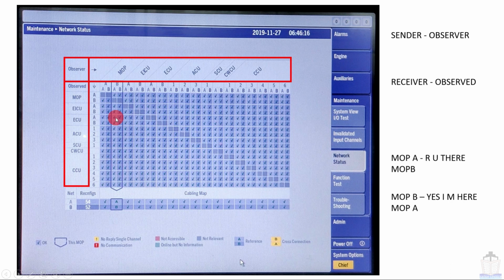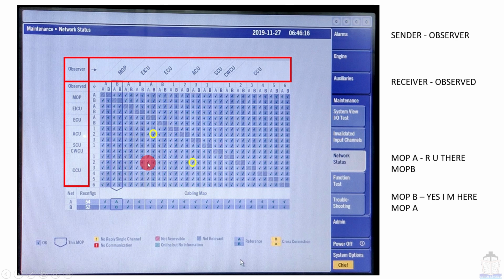Now I am going to talk about this symbol OK. Here OK means these two components are communicating with each other. For example, if I take this tick, I can say that ECU A network B is communicating with ACU2. Another example, the meaning of this tick is that ACU3 network A is communicating with CCU2. I hope this is clear.